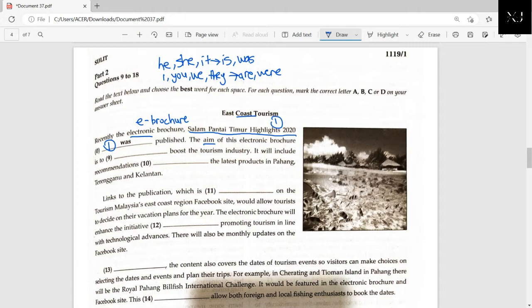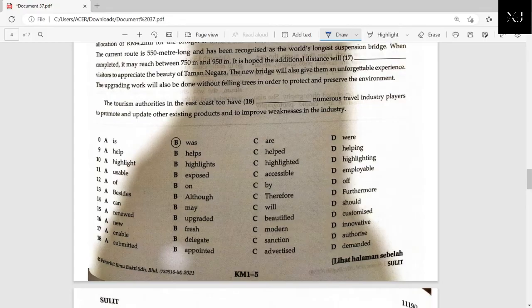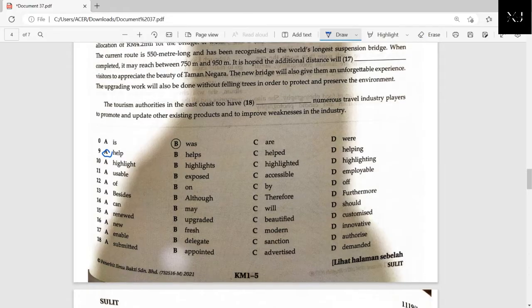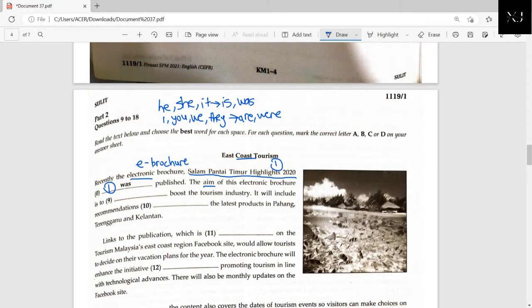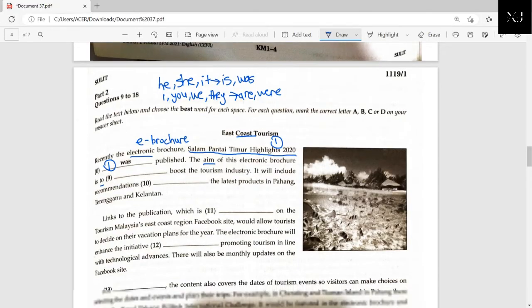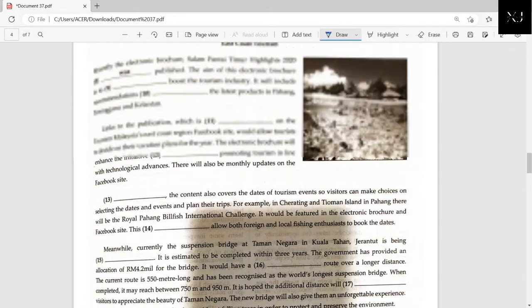Before we proceed, let us take a look at the answer for question 9. The aim of this electronic brochure is to something boost the tourism industry. Help, helps, helped, and helping. The answer is help. Why? Because whenever you see the word to at the front, 90% of the time at the back you use the original word. We don't say to helps or to helping. Use the original word, which in this case is help.